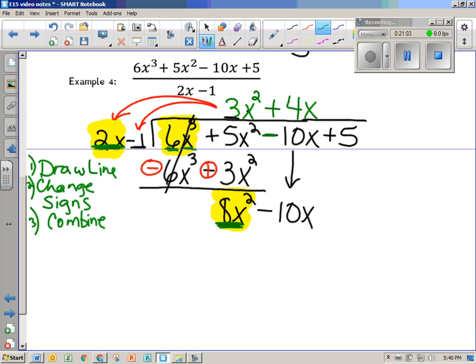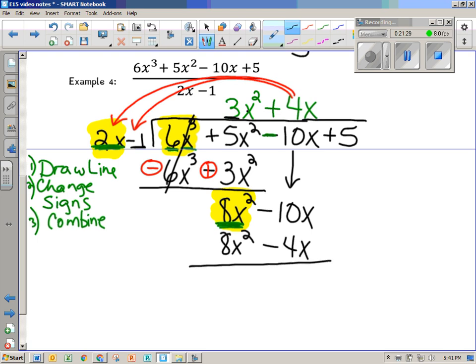So 4x times both of these out here. Now I'll show that with the red. So 4x times 2x, and 4x times negative 1. So 4x times 2x is 8x squared. 4x times negative 1 is negative 4x. Draw the line, change the signs, and combine.